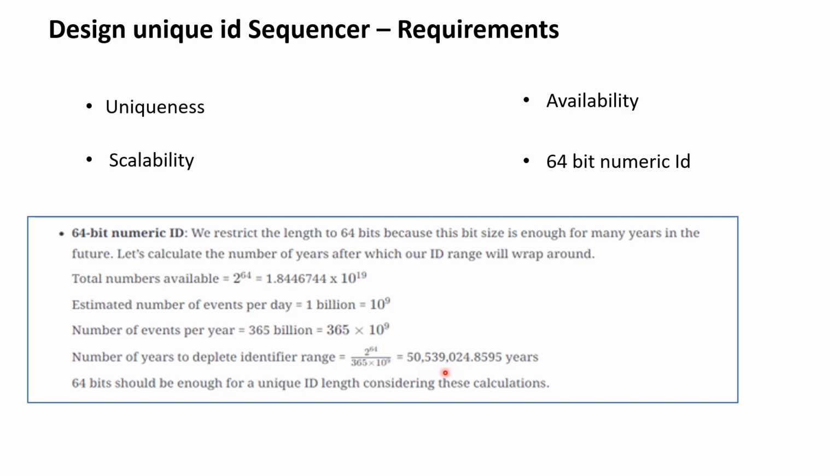I mean, it's a very large number. I don't even want to pronounce how many years, but you can see that these are the number of years for which you will be able to generate unique IDs. So it is self-explanatory that if we choose the 64-bit unique ID length, then we'll have enough sequential IDs for a very long time, right?